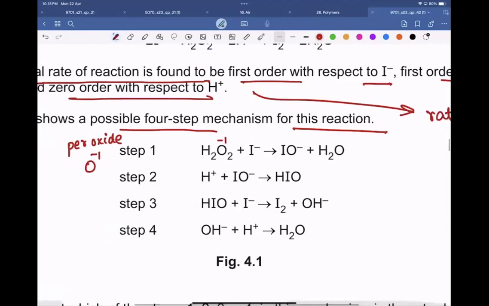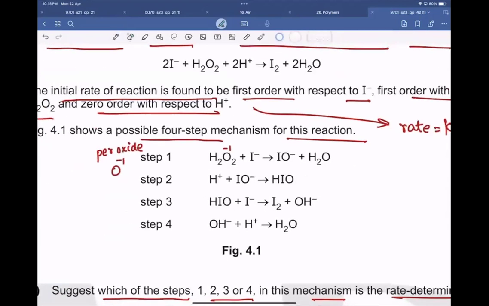And over here, if I work on it, the net charge is 0. So it's -1 times 2, and +1 times 2 makes it 0. And here the net charge is -1. Iodine is +1 and oxygen is -2. So it's a redox reaction, because iodide changes from -1 to +1, and oxygen changes from -1 to -2.